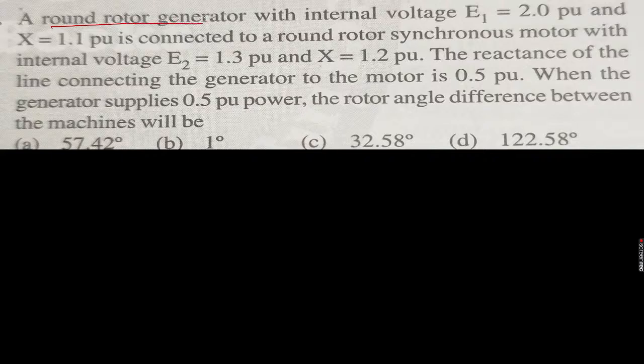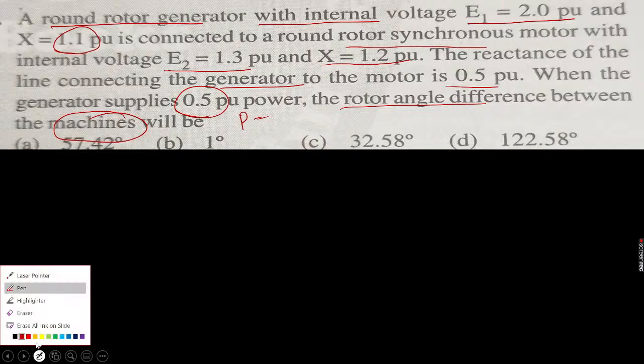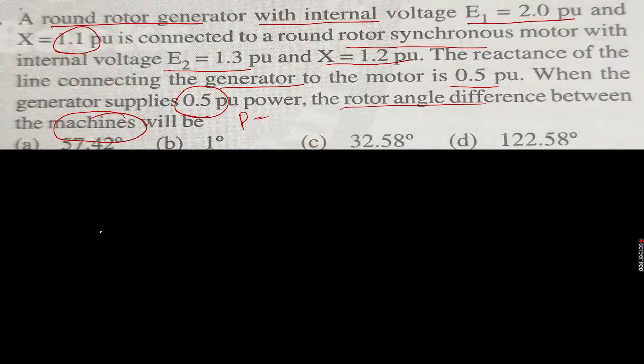A round rotor generator with the internal voltage of E1 equal to 2 per unit and reactance X equal to 1.1 per unit is connected to a round rotor synchronous motor with the internal voltage 1.3 per unit and reactance 1.2. The reactance of the line connecting between the generator and motor is 0.5. When the generator supplies 0.5 per unit power, then the rotor angle difference between the machines will be dash. Very beautiful question. Let me figure out this story.